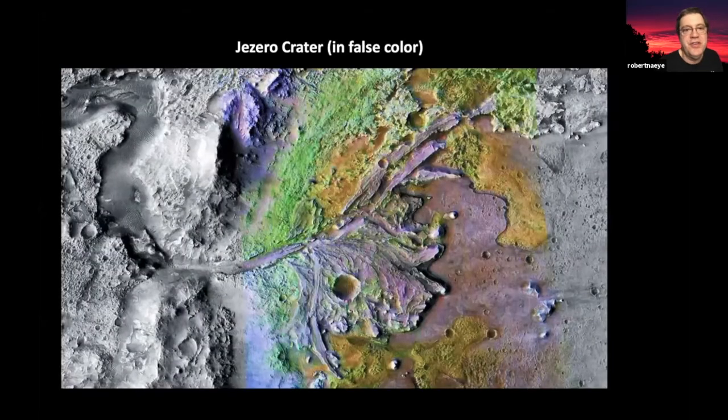Now, Percy's going to land in Jezero Crater, and you can see that inside this crater, it's not that little crater in the middle, it's the big crater that's offset to the right. Inside this crater, it's obvious from the orbital image that this is an ancient river delta. So Percy should come across lots of rocks that formed in liquid water billions of years ago.